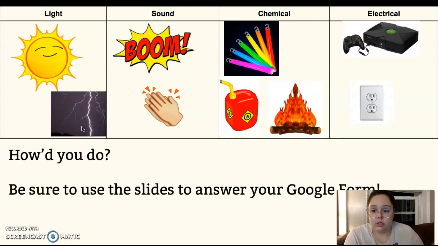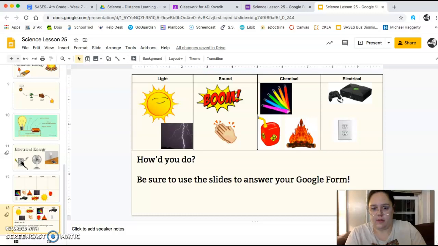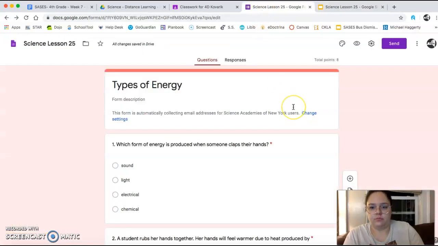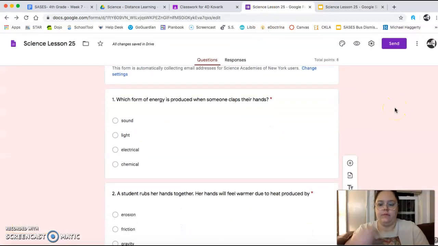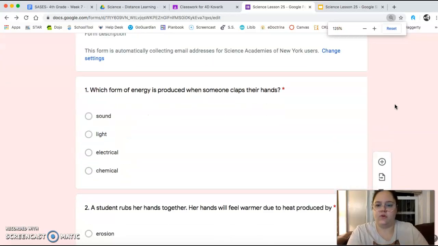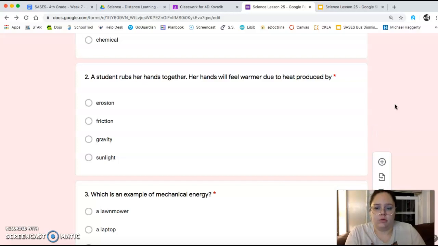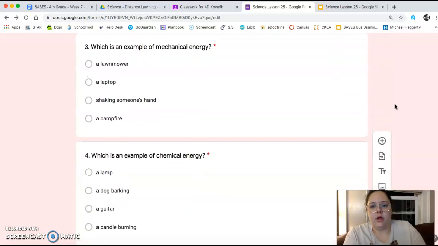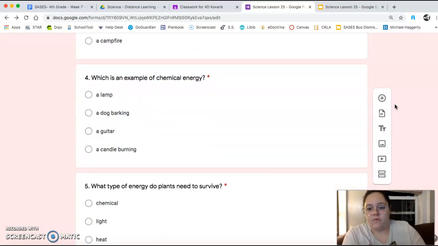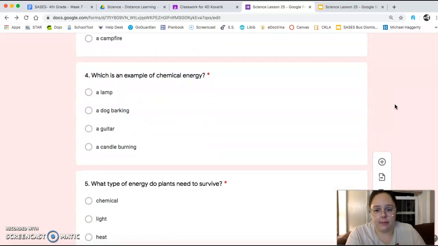So how'd you do? Be sure to use these slides to answer your Google form. Let's go over that quickly, and then I'll let you get started. Okay, so first one, which form of energy is produced when someone claps their hands? 2, a student rubs her hands together. Her hands will feel warmer due to heat produced by. 3, which is an example of mechanical energy. 4, which is an example of chemical energy.